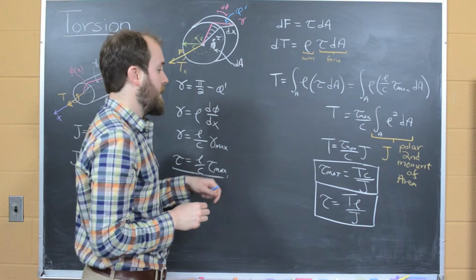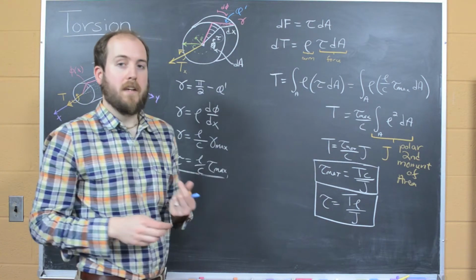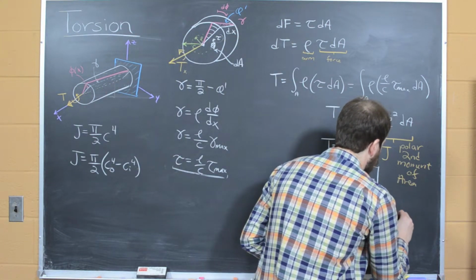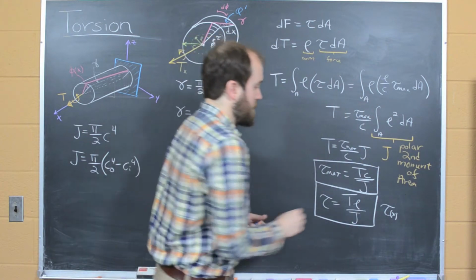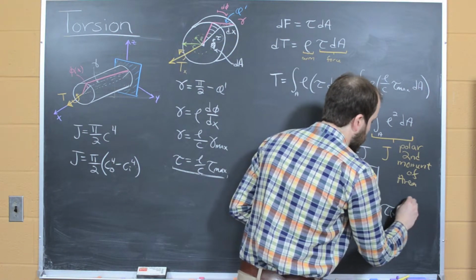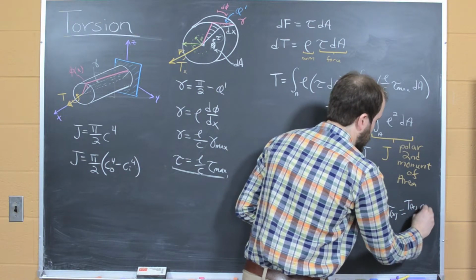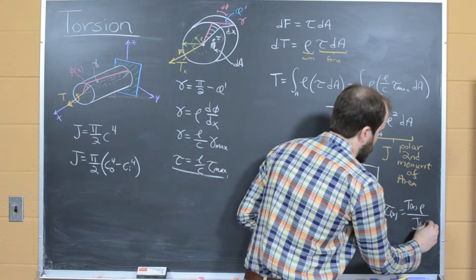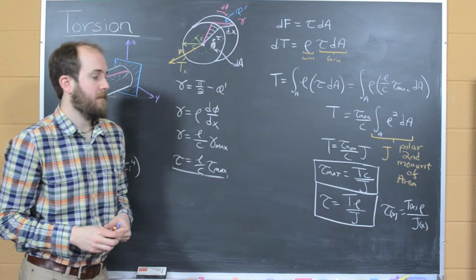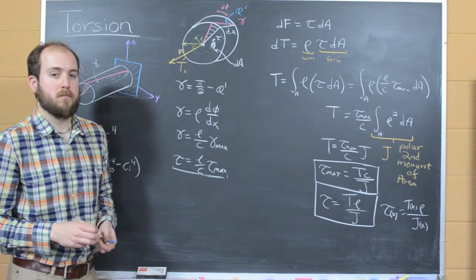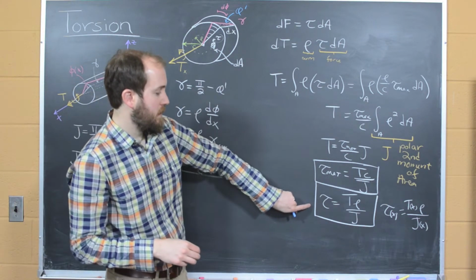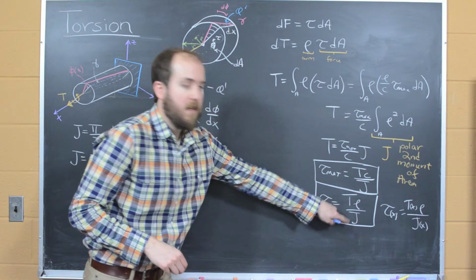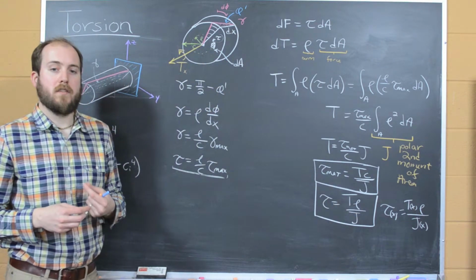It's important to note that all of these things can actually vary along the x-axis, and so you might find it useful to remember that tau can be a function of x, our torque can be a function of x, and our second polar moment of area, J, can be a function of x. So now we have a description of the shear stress in terms of the torque, where you are along the cross-sectional area, and the second polar moment of area of the structure.